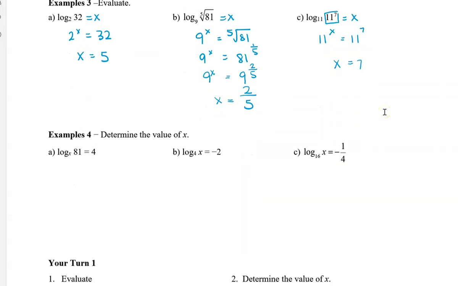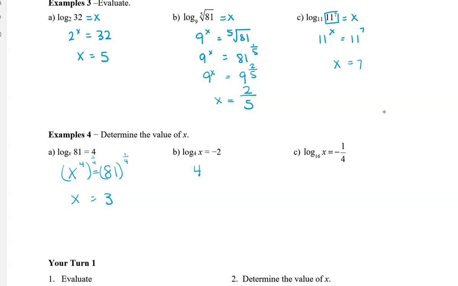All right, in these last three, we have the x's located in different places. So here we actually need to write this in exponential form. So x to the power of 4 is equal to 81. Either you can think, what base to the power of 4 is 81? We know that's 3. Or we can take the 4th root of both sides, or raise both sides to the 1/4 power. But either way, x is equal to 3.